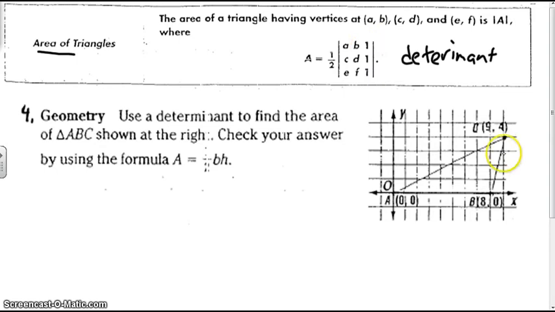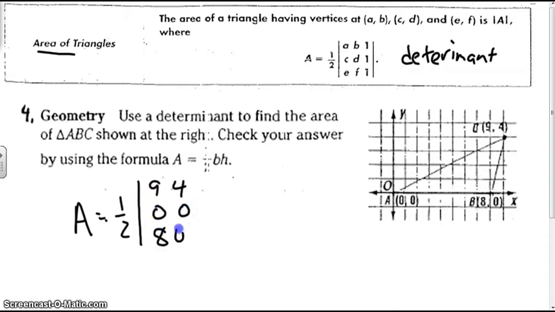So let's go ahead and actually try problem number 4. Okay, so we'd have the area equals 1/2, and we will fill in our vertices in the first 2 columns, starting with 9, 4. I'll go ahead and still go in the counterclockwise order, and then our third column is filled with 1s. Go ahead and at this point in time, please pause, grab your graphing calculator so you can enter the matrix into your calculator and figure out the determinant. So pause at this time, please.